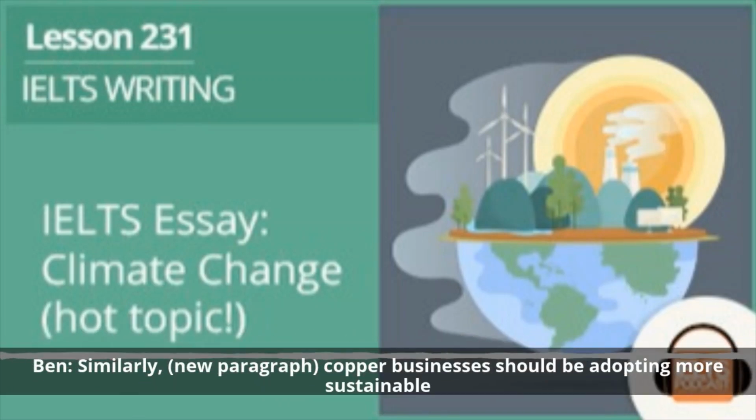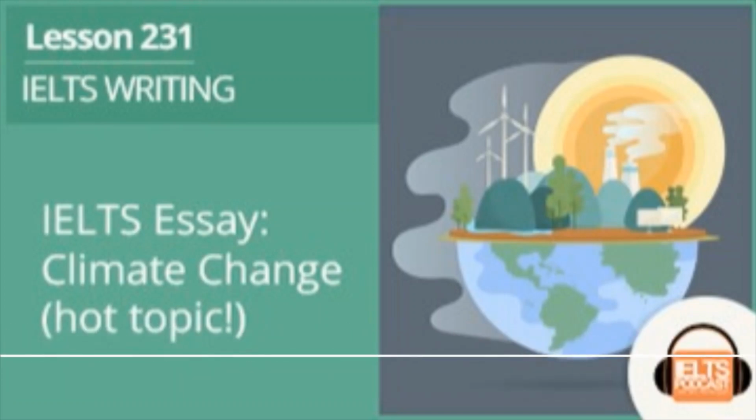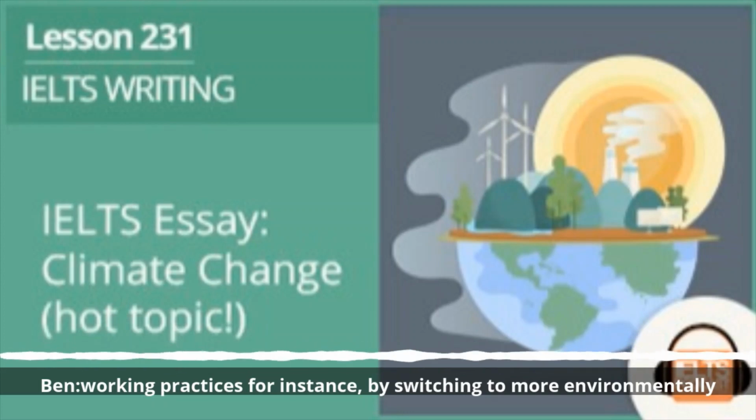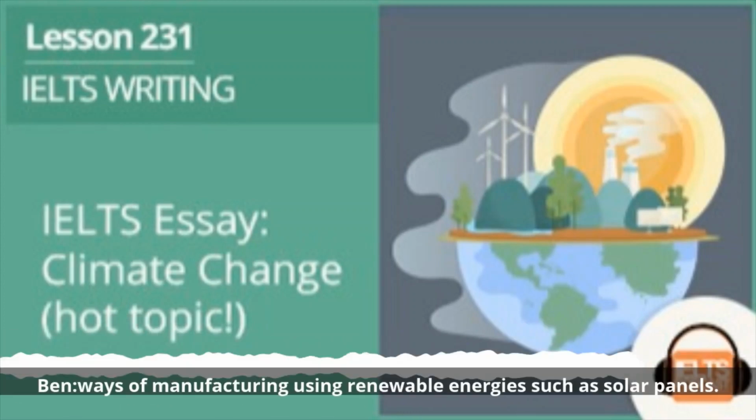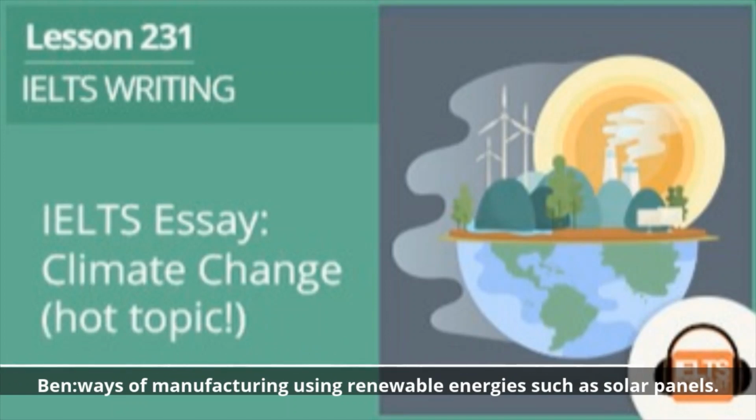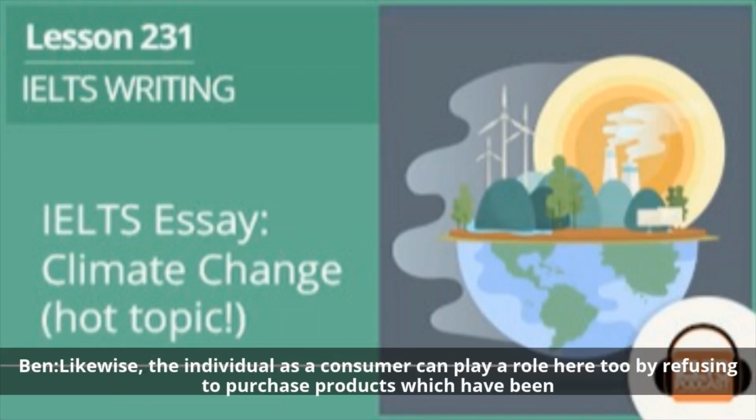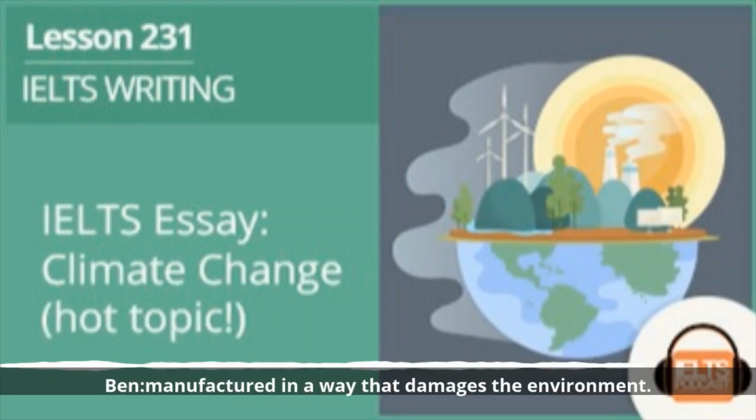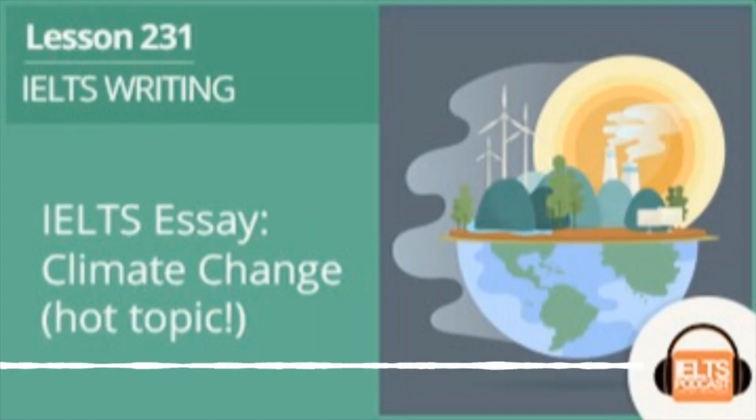Similarly, new paragraph, corporate businesses should be adopting more sustainable working practices, for instance, by switching to more environmentally friendly ways of manufacturing using renewable energies such as solar panels. Likewise, the individual as a consumer can play a role here too by refusing to purchase products which have been manufactured in a way that damages the environment.